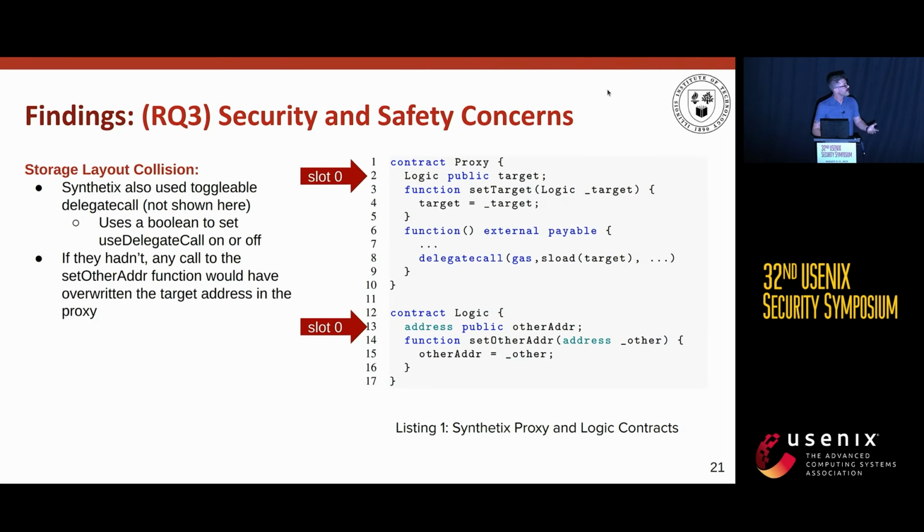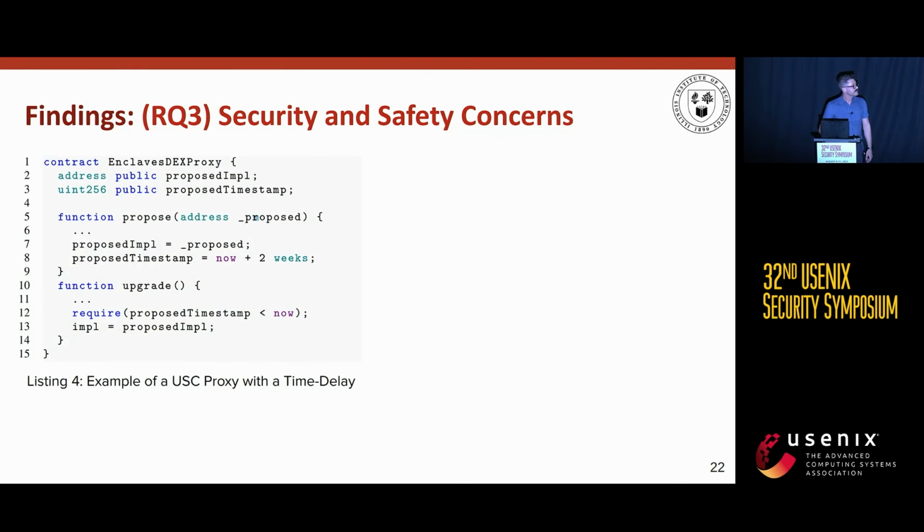If they hadn't done that, then any call to this set other address function would have overwritten the target address in the proxy. And we informed Synthetix of this. They basically said, well, we're never going to use delegate call. So kind of it is what it is.